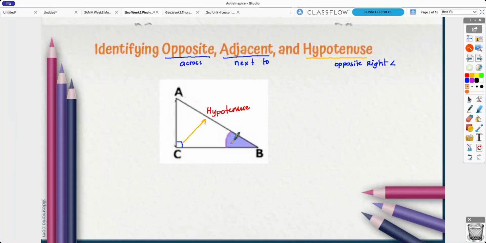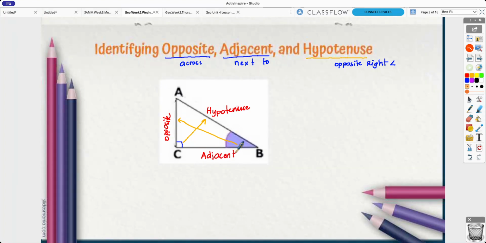Now notice that angle B here is shaded, which means angle B is the angle of interest. We want to find the side opposite of B. So across from B, right across from B, you have this side AC. So that side is our opposite side. And then the remaining side, right next to B, we have the adjacent side.